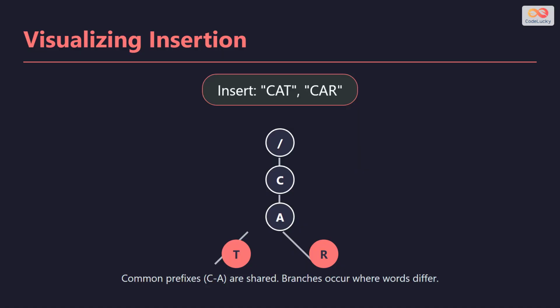Here is how insertion works visually. If we insert the word cat and then car, they share the path C-A. The branching happens only where they differ. This structural sharing is what makes tries space efficient for datasets with common prefixes.